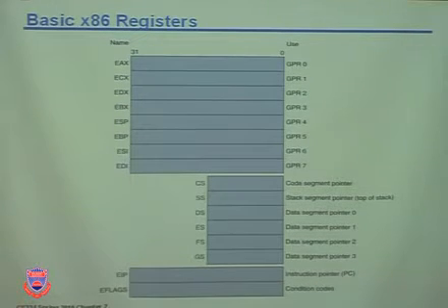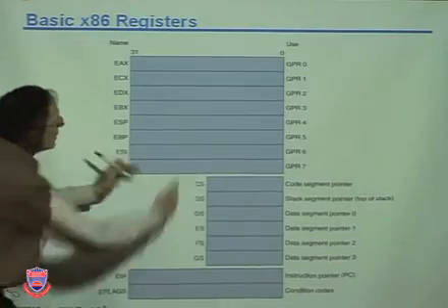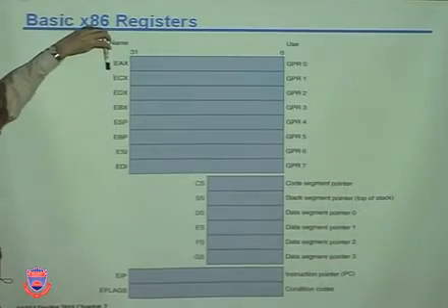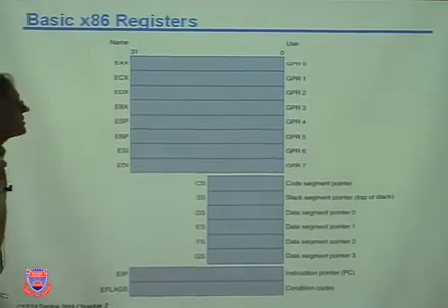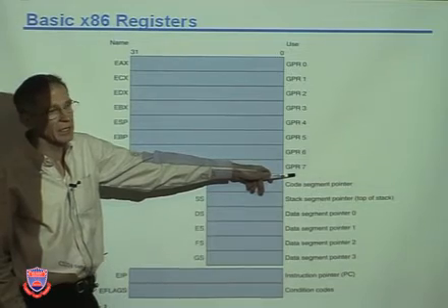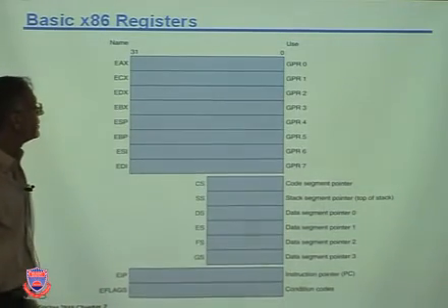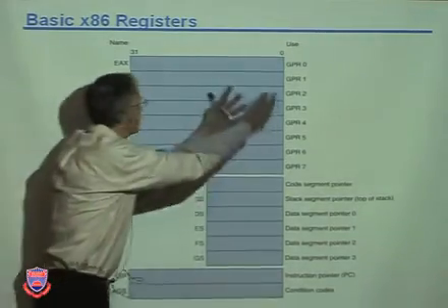This is the basic set of registers. They initially were 16-bit. As you can see, they've been extended. That's why the AX register is now extended AX. The CX is extended. The DX is extended. So these registers are general purpose registers. There's only 7 of them. And that's not very many, considering that ARM has 15 and MIPS has 31.